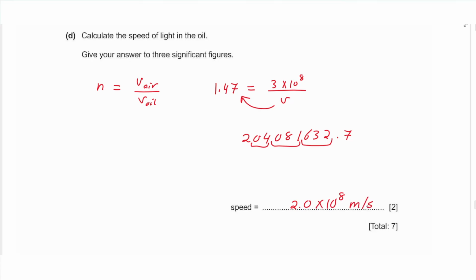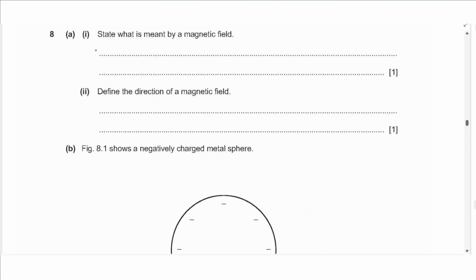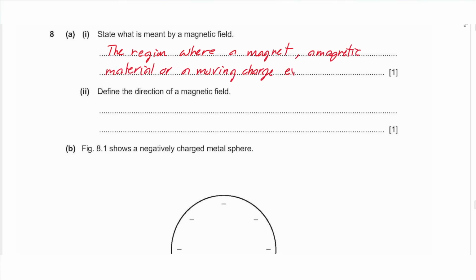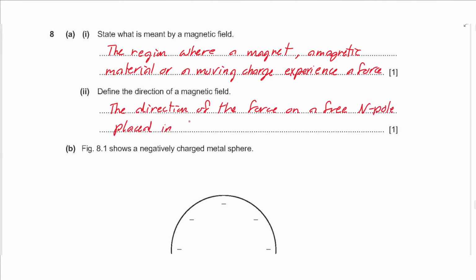Question 8 A I says state what is meant by magnetic field. It is the region where a magnet, a magnetic material, or a moving charge experience a force. So either one of these would experience a force in a magnetic field. Part A II says define the direction of a magnetic field. It is the direction of the force on a free N pole or north pole placed in the field. So if you place an N pole, it would move in the direction of the field.